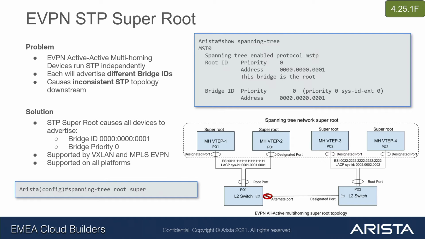So if you look at the spanning tree output, it looks a bit strange. It's all zeros, but it's done in a way to ensure that the domain becomes the root of the spanning tree setup. And it's supported on all platforms too. And it's a very easy configuration. You just type in here, spanning tree root super, and you will change the spanning tree in your entire network in one go. So there you go. But in all seriousness, it will help you in an EVPN layer 2 domain when you're trying to make sure that this new domain is the root of the network.